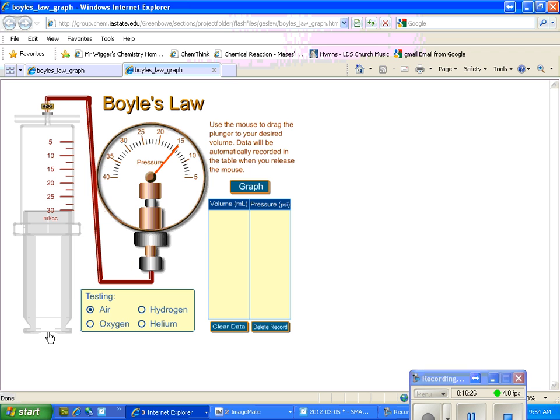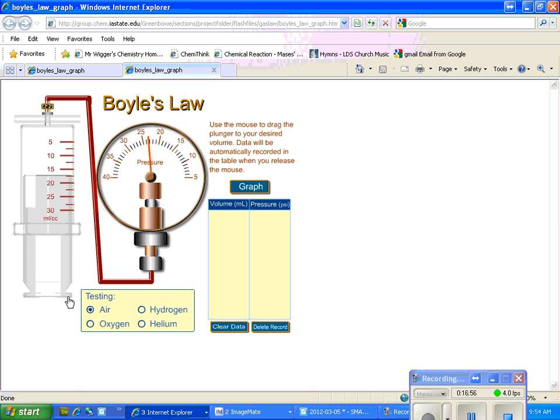I'm going to hold on to this plunger by click and hold, and then I'm going to move it up, which is reducing the size of the chamber. What's happening to the pressure as I reduce the size of the chamber? Yeah, it's increasing. Okay, is that direct or inverse? That's inverse. Yeah, one goes up, the other goes down. So when I pull this guy back out, it brings the pressure back down. By the way, on this applet, I can record at any point.